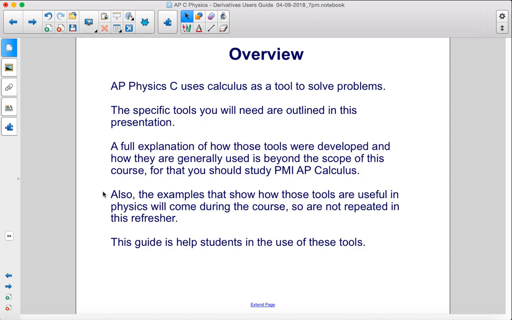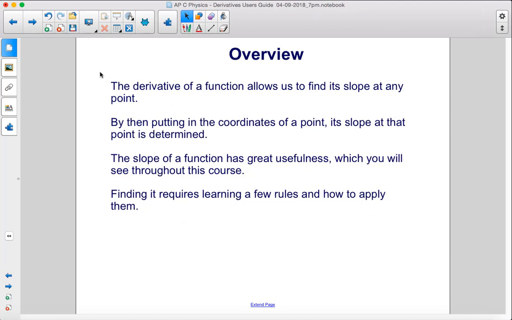Also, the examples that show how those tools are useful in physics will come during the course, so are not repeated in this refresher. This guide is to help students in the use of these tools. Overview. The derivative of a function allows us to find its slope at any point. By then putting in the coordinates of a point, its slope at that point is determined. The slope of a function has great usefulness, which you will see throughout this course. Finding it requires learning a few rules and how to apply them.